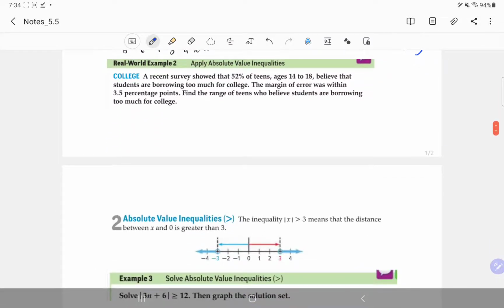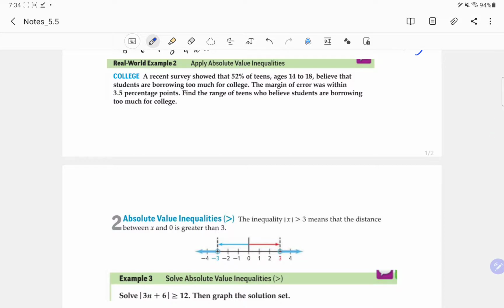If you look at example 2, it says, a recent survey showed that 52% of teens age 14 to 18 believe that students are borrowing too much money for college. The margin of error was within 3.5%. So find the range of teens who believe they're borrowing too much money.